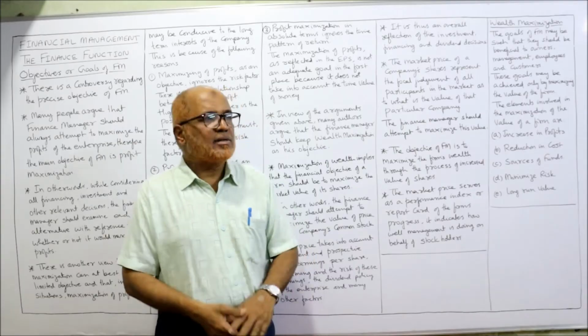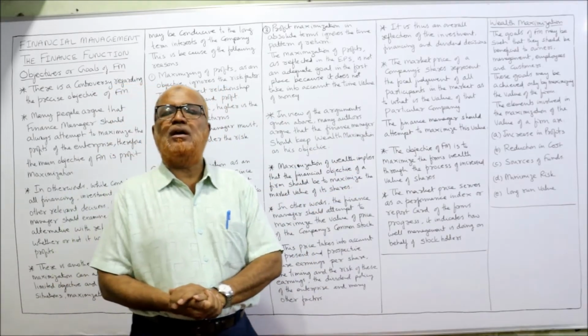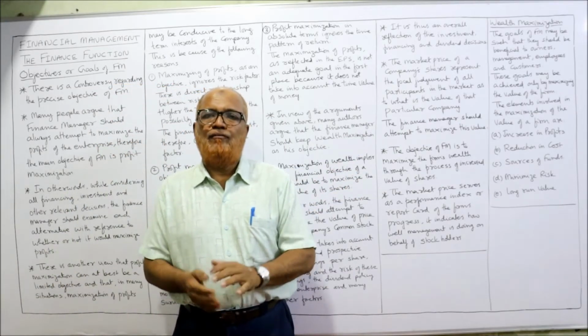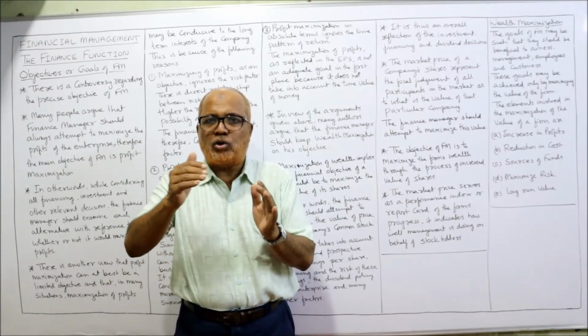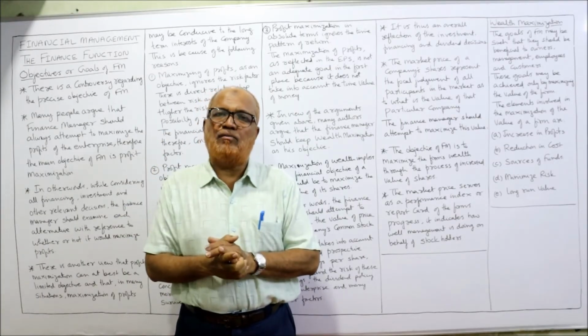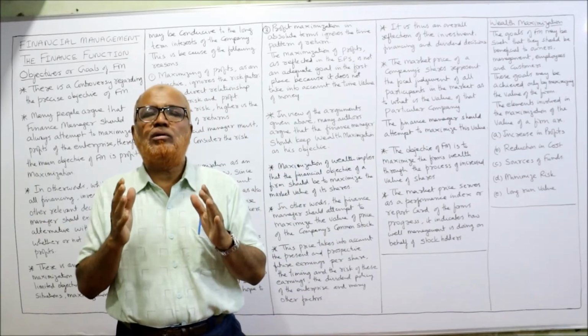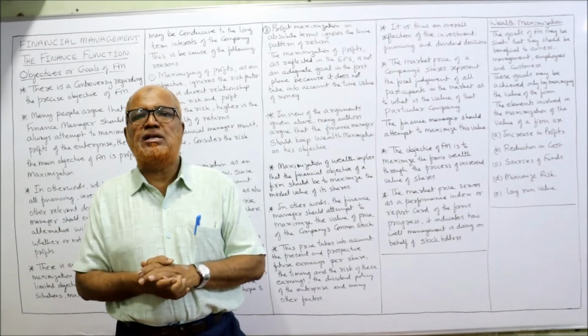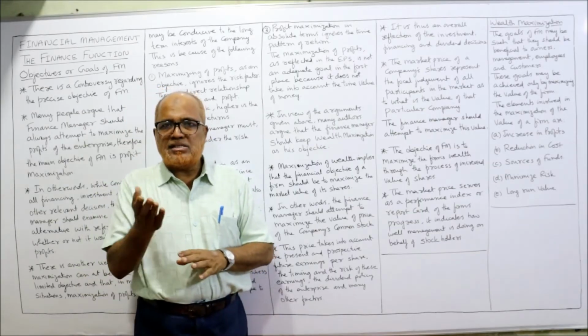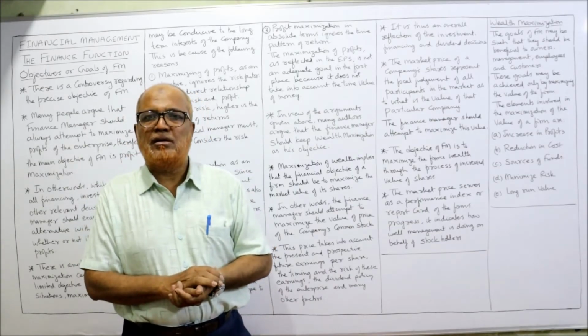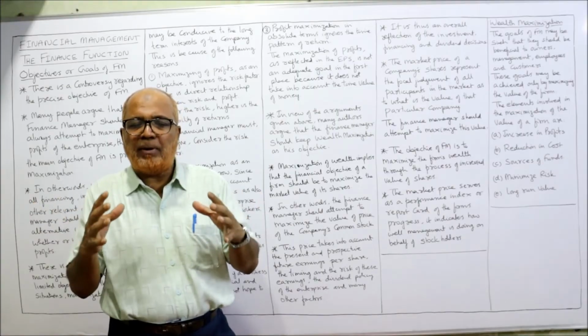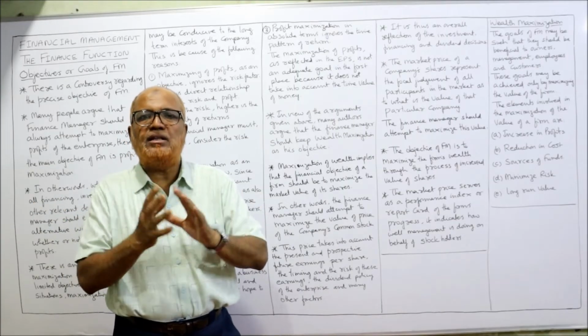So, what are the elements? The first element is increasing profits. When profits increase, automatically the value of share in the market will also increase. How will the profit increase? The company should try to increase the sales revenue. The sales revenue should be increased by adopting different methods of promoting the sales.